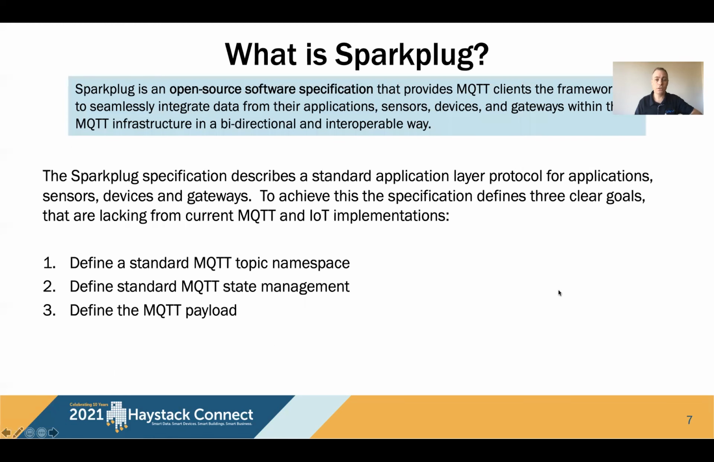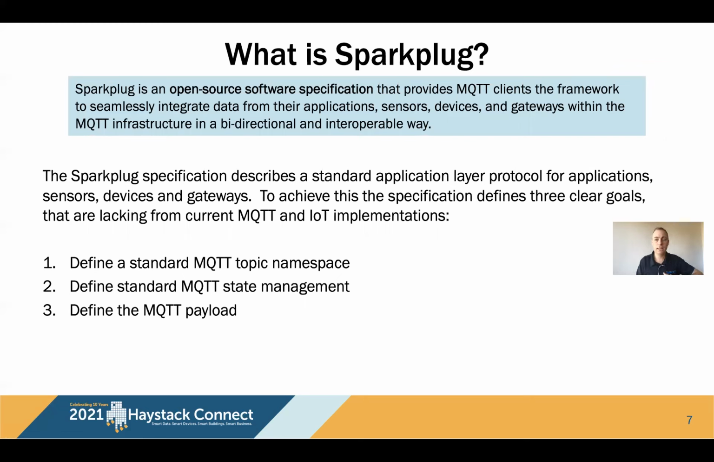Another component we can use is Sparkplug. Sparkplug is a relatively new specification that works in conjunction with MQTT. And this is now starting to gain traction in the industrial IoT space, and I'm hoping we can start to see some applications of Sparkplug in the buildings IoT space. So Sparkplug is an open source software specification, provides clients a framework to integrate data from applications and sensors.